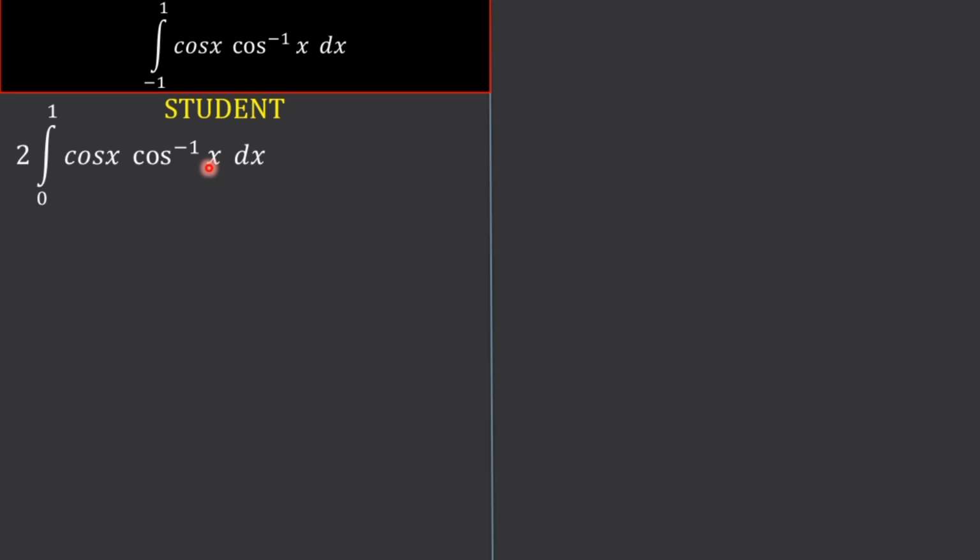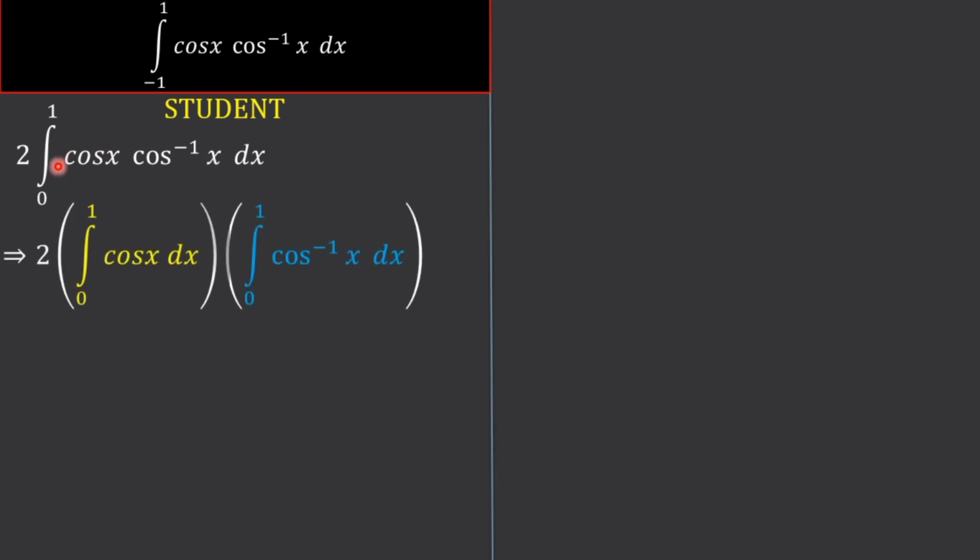All right. So what he did was that he said this was 2 times the integral of the first, that is cos x, multiplied by the integral of the second, as a product of integrals according to him. He integrated cos x and had sine x. He saw that since he could integrate cos x and get sine x, likewise integrating cos inverse of x could give him sine inverse of x. And his limits of integration were from 0 to 1. So that's it according to him.